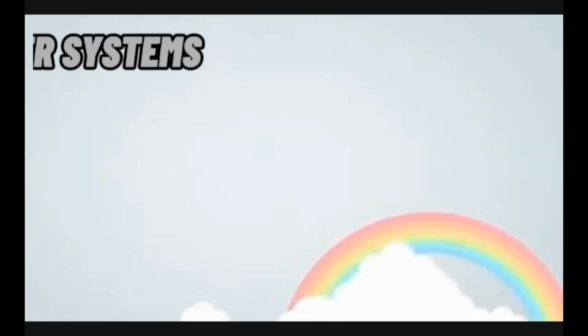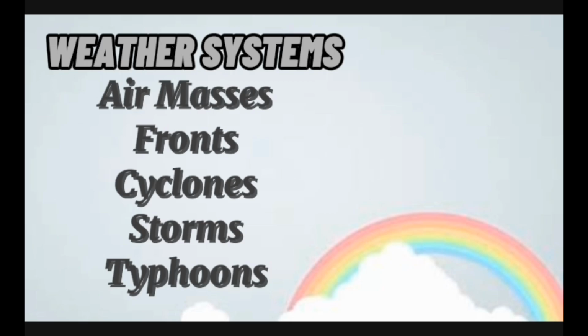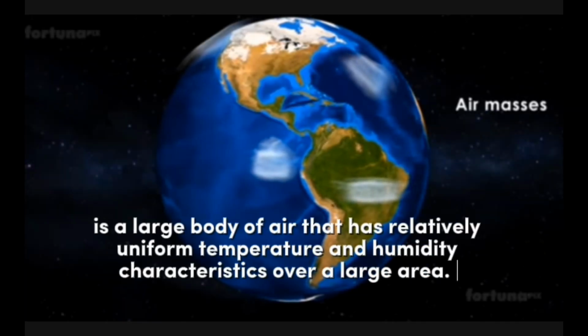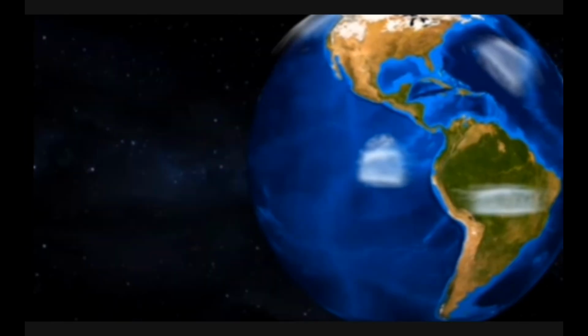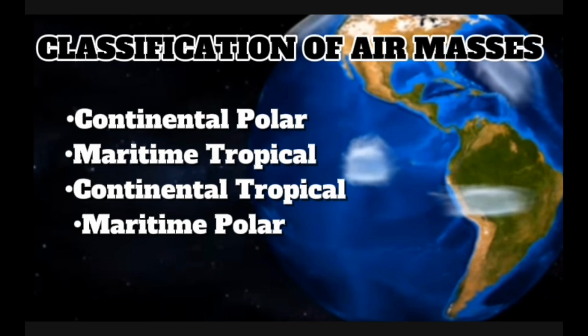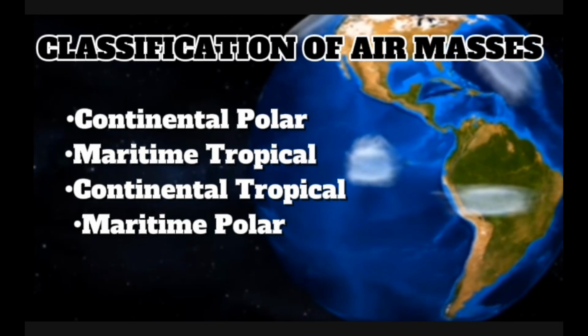We're gonna discuss the weather system, air masses, fronts, cyclones, storms, and typhoons. What are air masses? They are large bodies of air with similar temperature and humidity. There are four types of air masses: continental polar, maritime tropical, continental tropical, and maritime polar.